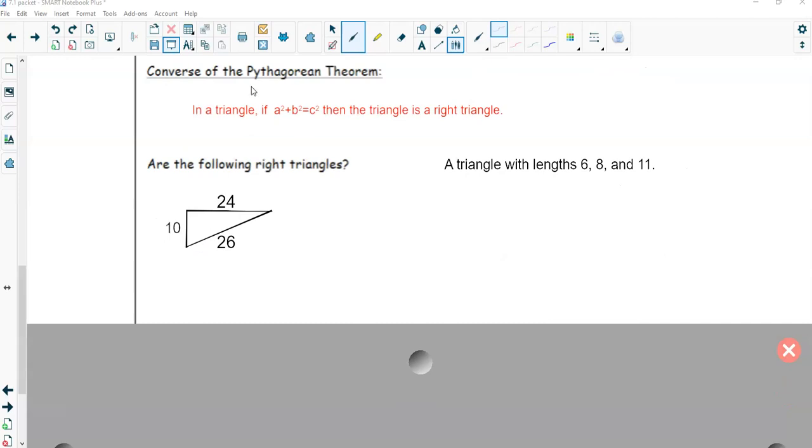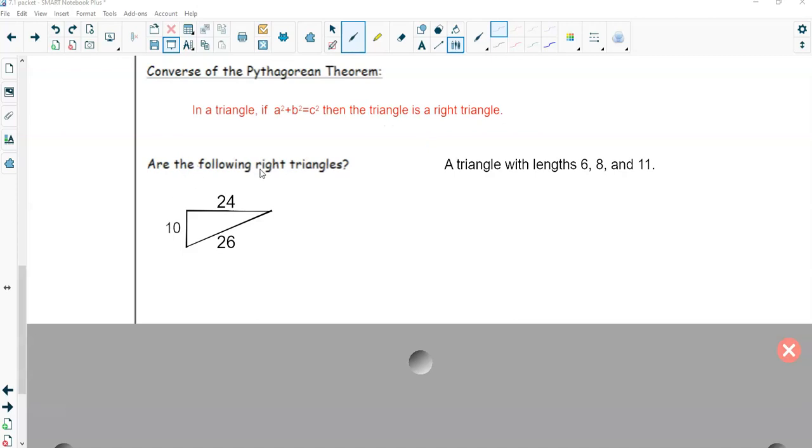Okay, so here's the converse of the Pythagorean theorem, where it says, in a triangle, if a squared plus b squared equals c squared, then the triangle is a right triangle. Remember, if it is a right triangle, then the sum of the squares of the legs equals the square of the hypotenuse, which is a squared plus b squared equals c squared. Well, now the converse of it is when you switch the hypothesis and conclusion. So if a squared plus b squared equals c squared, then the triangle is a right triangle.